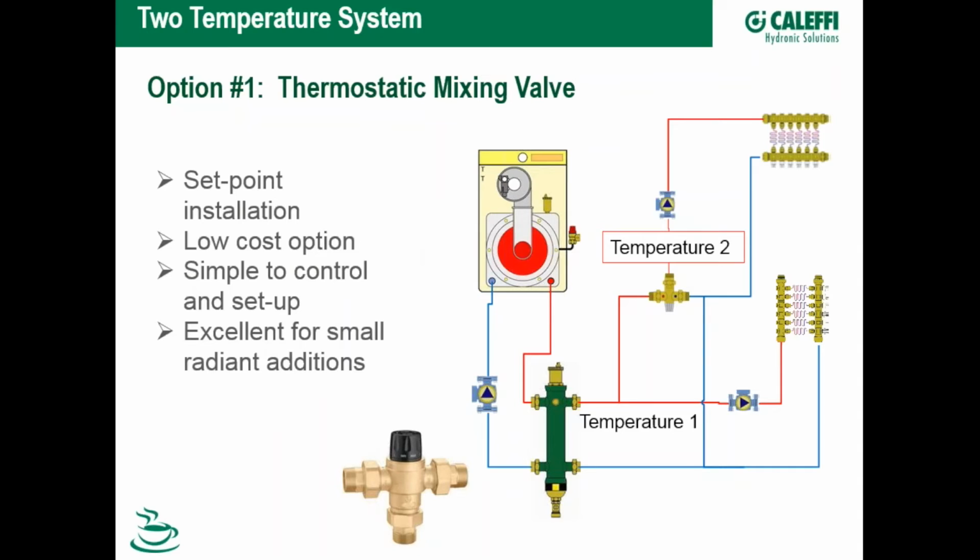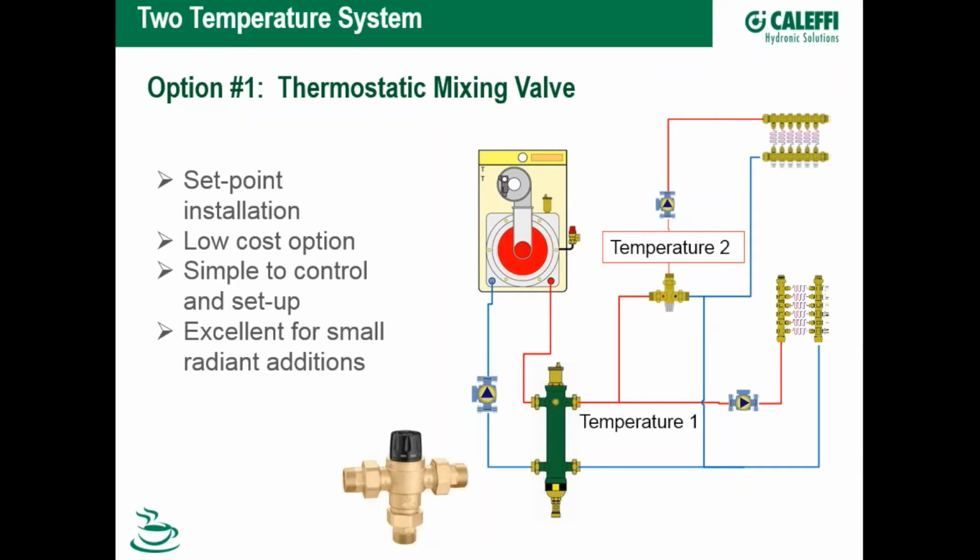Now, what are we really looking at here? Well, we're looking at a set point installation. So thermostatic mixing valves do not do outdoor reset. I set the temperature, and it delivers a set water temperature. The big benefit of this is it's a good low-cost option. I'm just paying for a thermostatic mixing valve, not a mixing valve, a motor, and a control. It's also easy to set up. There's no programming. It's all about setting the temperature on the knob on the top of the mixing valve, the dial, and then adjusting it to where you need to be for temperature number 2. So it's simple to control, and it's simple to set up.